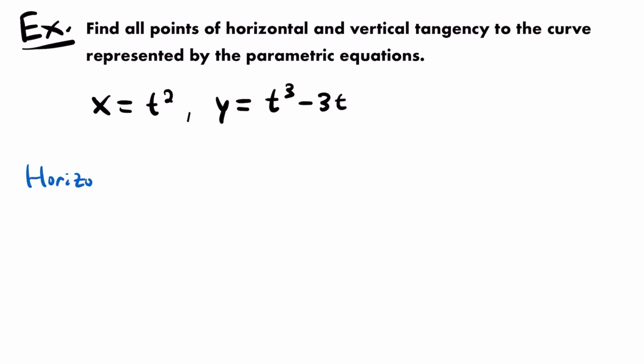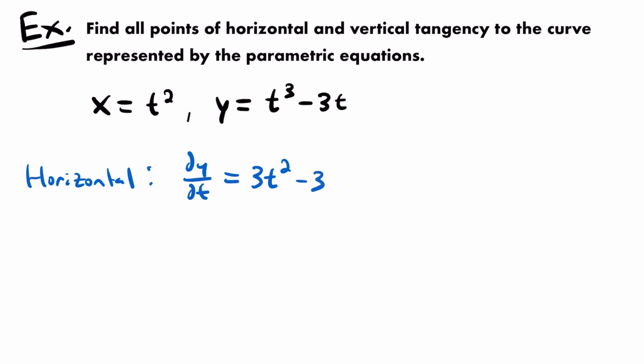Horizontal tangent lines occur when dy/dt is equal to 0. So to find horizontal tangent lines, we first need to find dy/dt. Let's take the derivative of y with respect to t, which is the derivative of t cubed minus 3t. If we use the power rule on the first term, we multiply the 3 down and subtract 1 from the exponent, so we'll have 3t squared. The derivative of negative 3t is just negative 3, because the derivative of t to the first power is just the coefficient. So we'll have 3t squared minus 3. That's dy/dt.